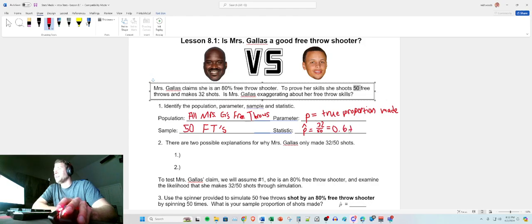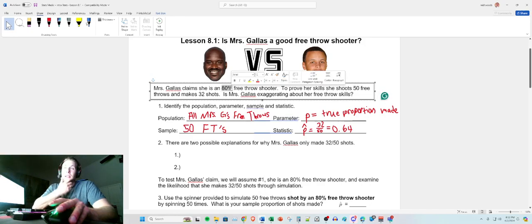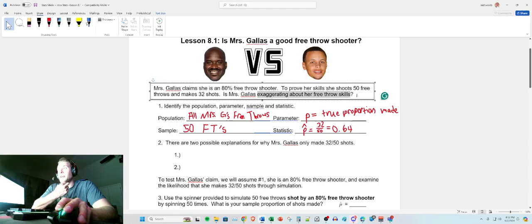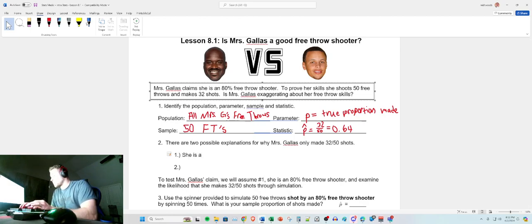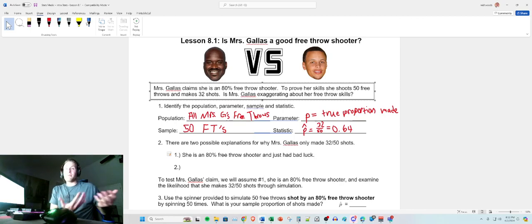And so when we see this statistic here and compare it to the claim of 80%, we have to be thinking, oh yeah, she's definitely exaggerating, right? It seems like she is exaggerating. But there are 2 explanations for why she only made 32 out of 50 shots. The first one is that she is an 80% free throw shooter, and just had bad luck, right? So that's one option.